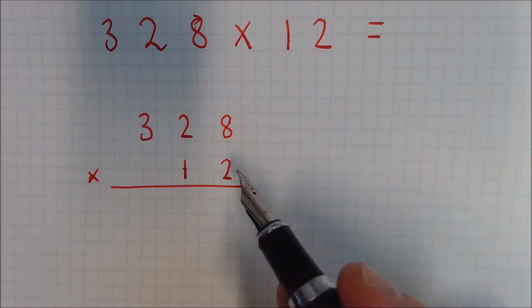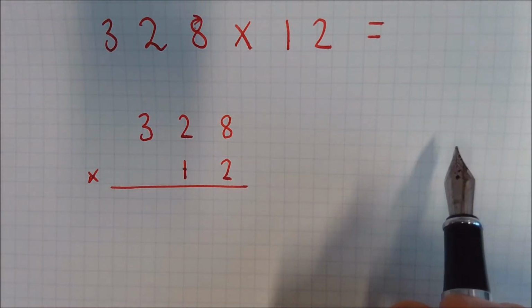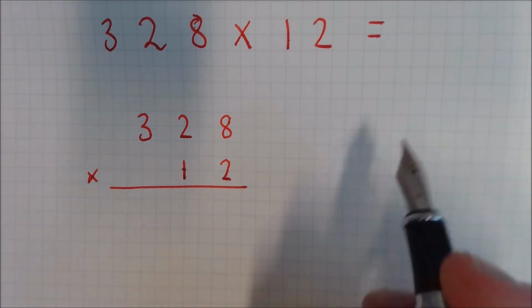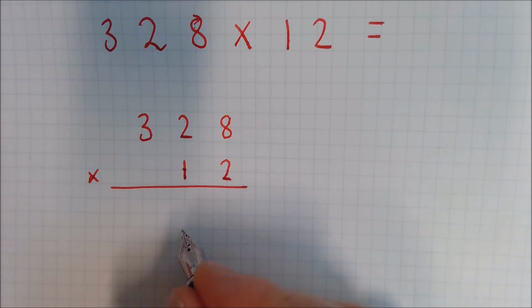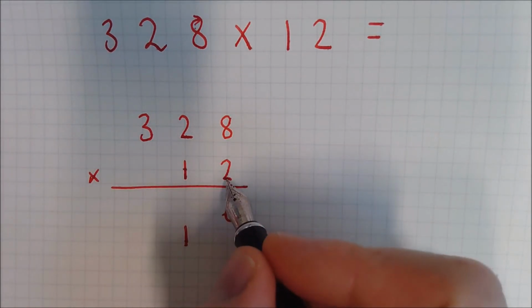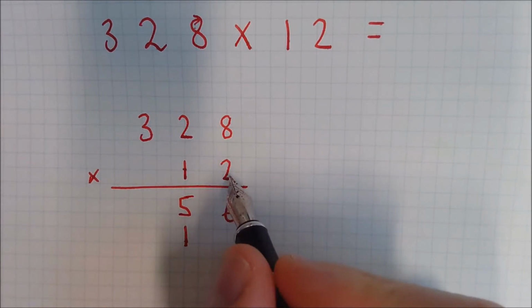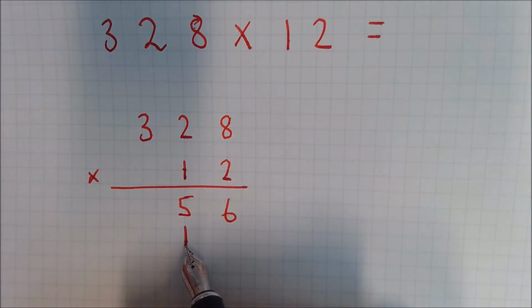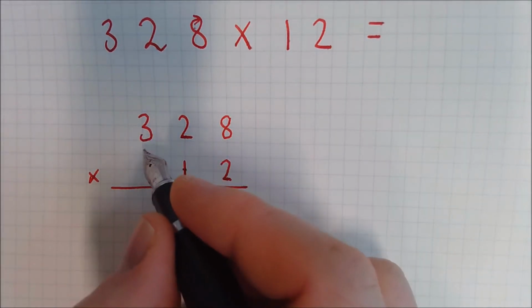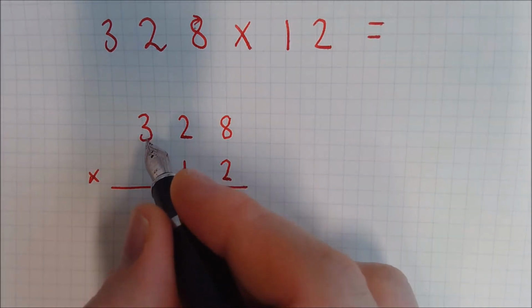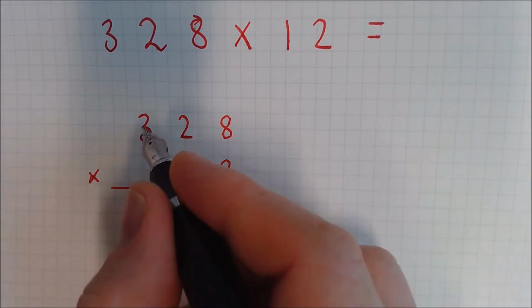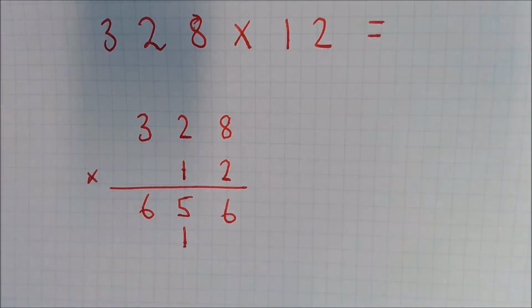The next step is exactly the same as with short multiplication. 2 lots of 8 are 16. We put the 10 from our 16 into the tens column. 2 lots of 2 are 4, and the 1 is 5. Or 2 lots of 20 are 40, and 10 is 50, and a 5 in the tens column is 50. And then 2 lots of 300, or 2 lots of 3, put a 6 here, or 2 lots of 300 is 600. And a 6 in the hundreds column, that's what that gives us.